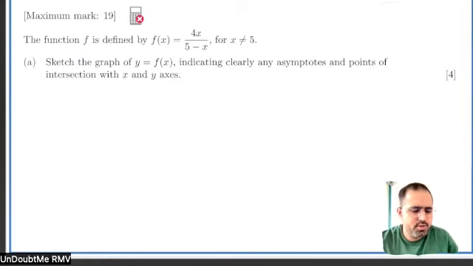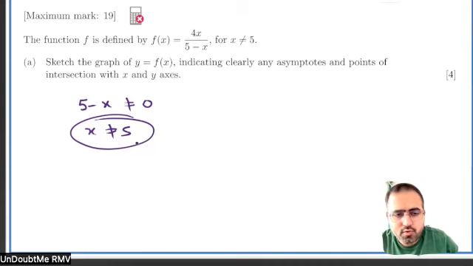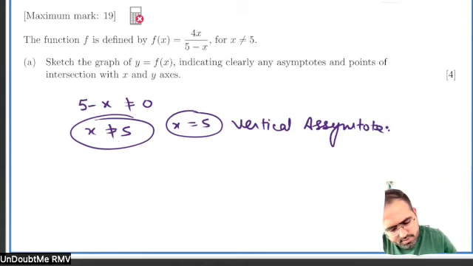Basically, for asymptotes, we should be aware of domain and range. From the function, it is visible that 5 minus x should not be equal to 0. So x should not be equal to 5. x equal to 5 will become a vertical asymptote. So for the horizontal one, would it be -4?